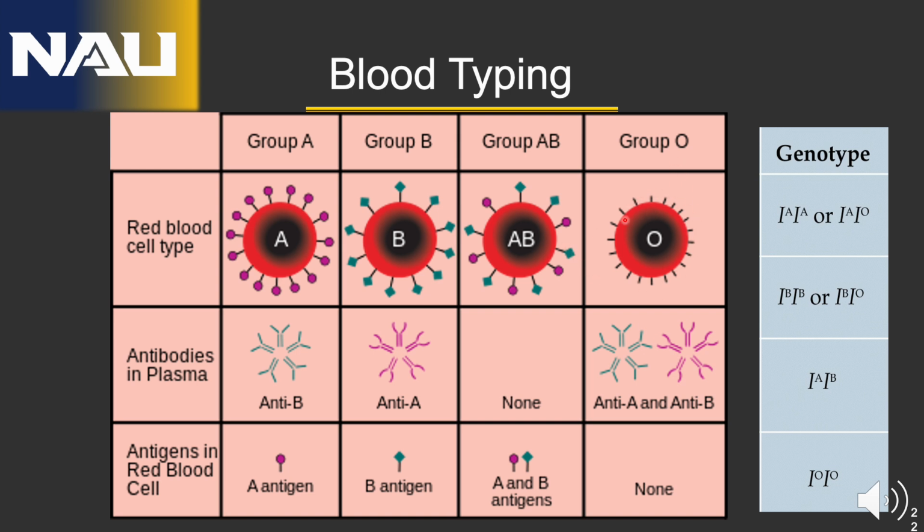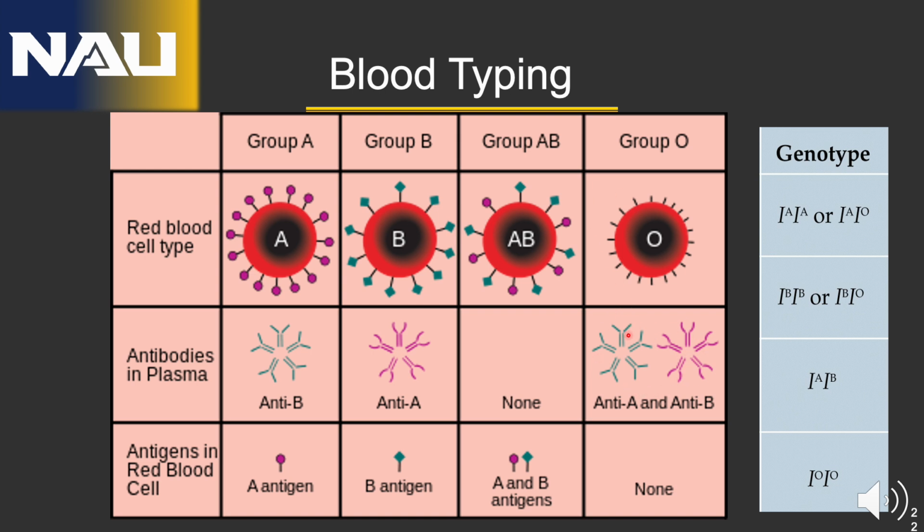Now, the antibodies in the plasma of these individuals are the direct opposite. If they have A antigens, they have B antibodies. If they have B antigens, they have A antibodies. If they have both antigens, they have no antibodies. And if they have no antigens, then they have both antibodies.